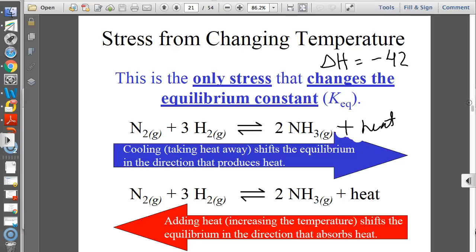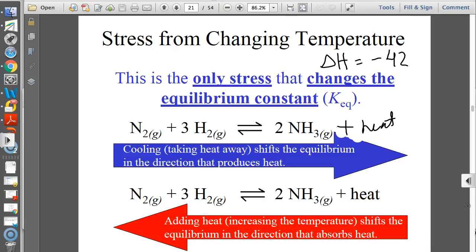Okay? So let's just say that I changed the temperature. Let's say I heated this up. Heat is a product, so it's going to shift toward the reactants. That's Q is greater than K. Now, this is actually going to change the equilibrium constant as well because temperature changes K.